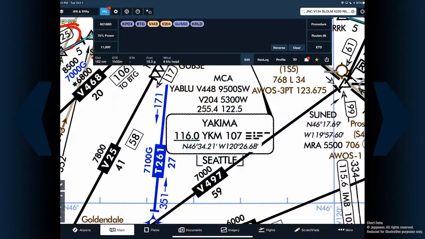DME radios are co-tuned or co-paired with VHF nav frequencies. So on most modern DME units, and when I say modern, I mean DME units even going back to the 70s, when you select a nav radio frequency or a VOR frequency, the DME unit automatically tunes to the correct channel. However, if you've got a very old DME unit, which would be hard to find these days, you may have to manually select the DME channel. For example, the frequency 116.0 is always paired with DME channel 107. But if you have to manually tune your DME radio's channel, you would dial in 107.